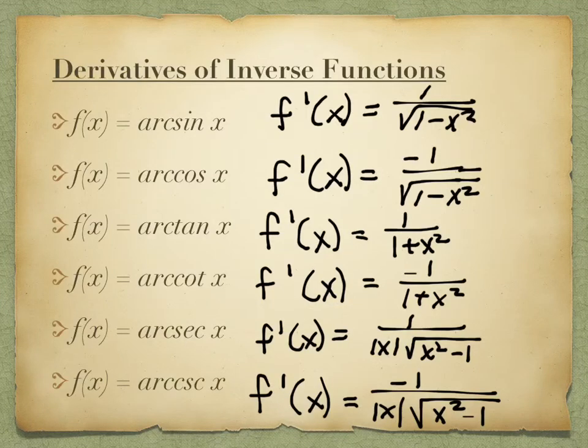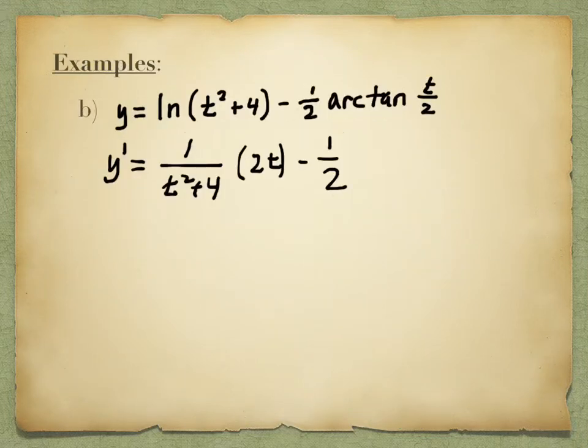So let's go back here and take a look. Arctangent's the third one down. Arctangent is 1 over 1 plus x squared. Okay, so similar. They're all very similar, these formulas, but 1 over 1 plus x squared. So I'm going to have 1 over 1 plus what? T over 2 quantity squared.